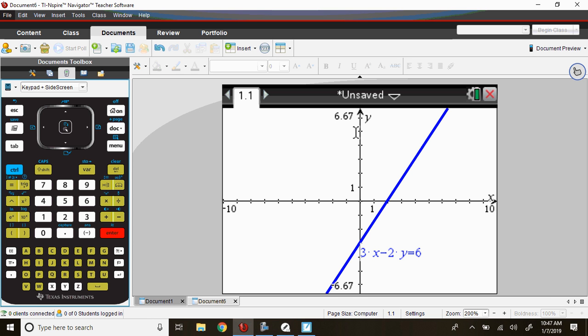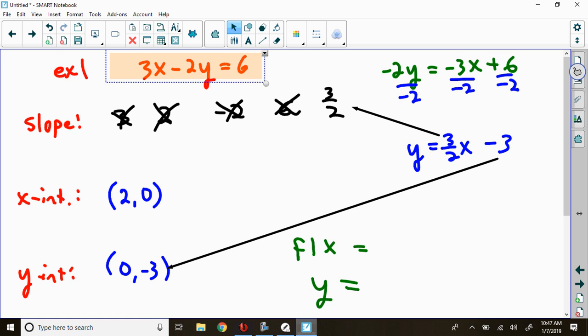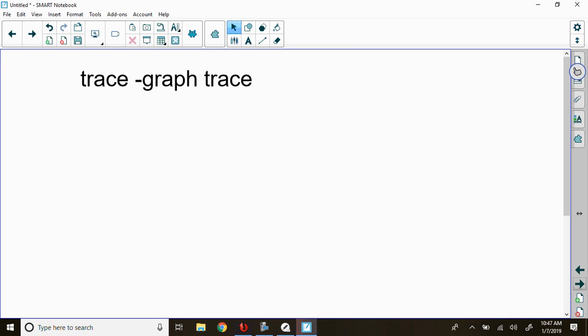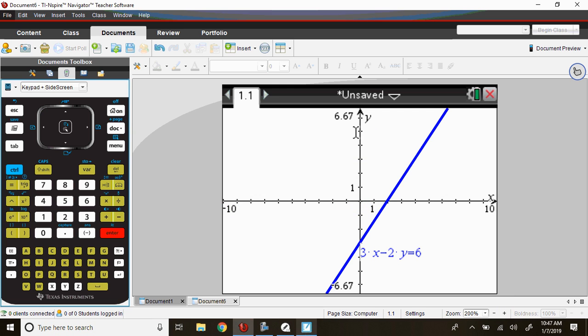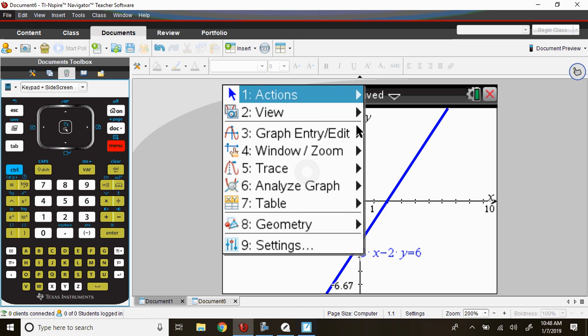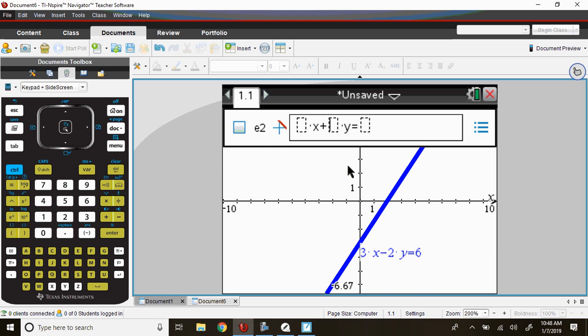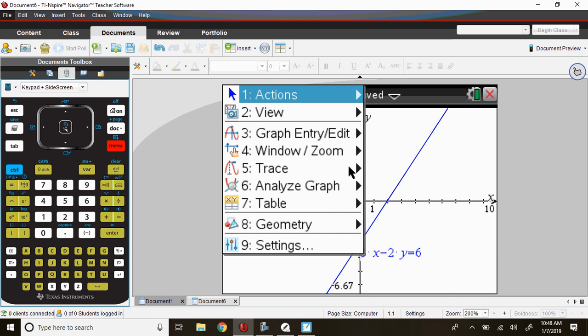So maybe you knew that, maybe you didn't. If you didn't, there you go. The graphing calculator is capable of graphing standard form linear equations for you. Also, I told you that your best friend is going to be trace graph trace, because it's going to find x-intercepts, which are the same thing as zeros. X-intercepts and zeros are the same thing. And it's also going to find y-intercepts. So if I go menu, trace, graph trace, whoop, escape. Let's try that again. Menu, trace, graph trace.